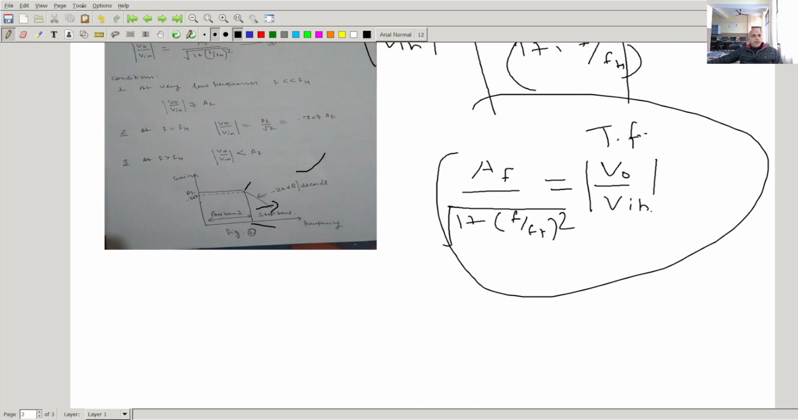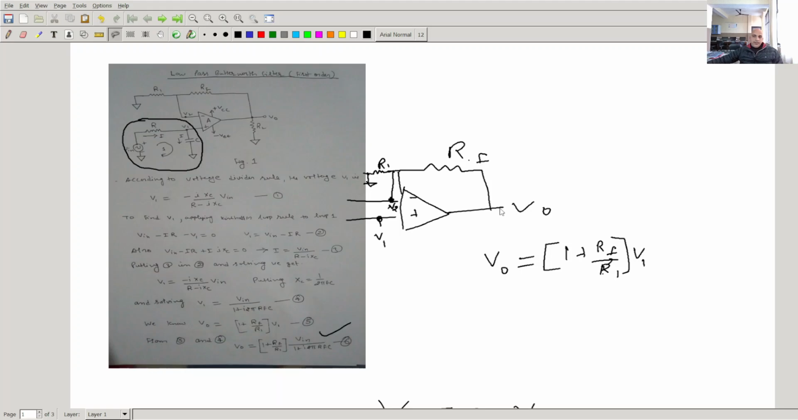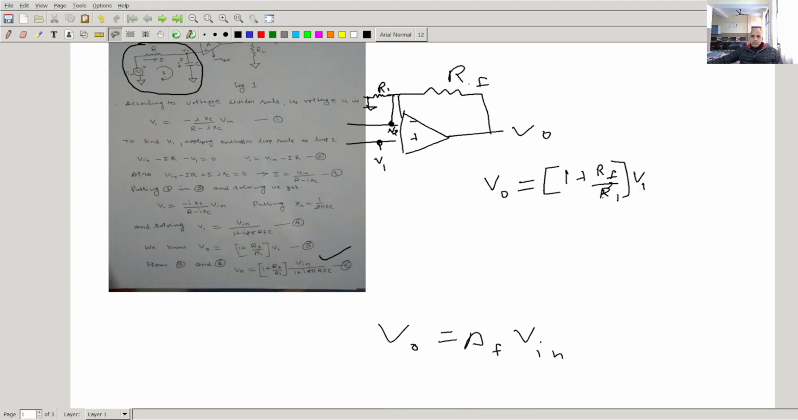In the next lecture, we will go to the second order low pass filter. Clear? Thank you.